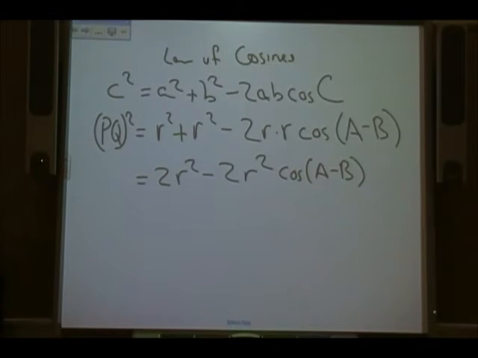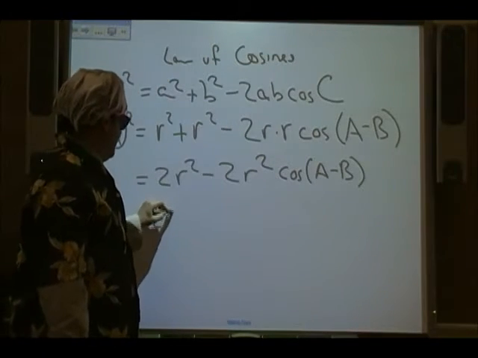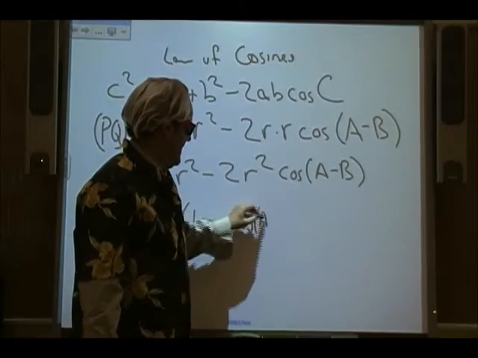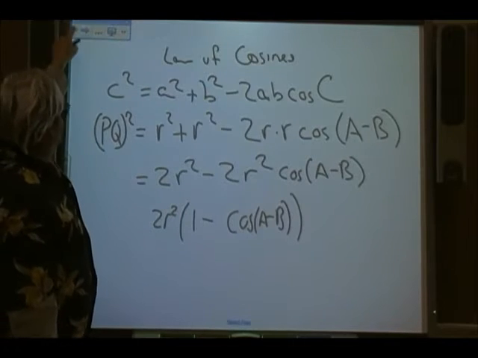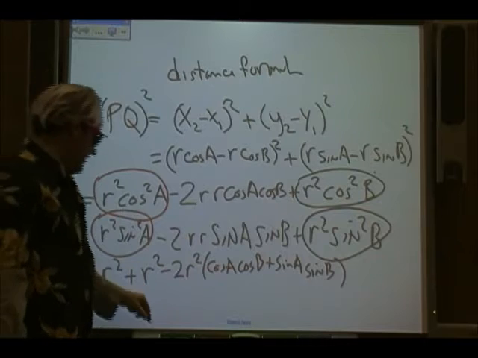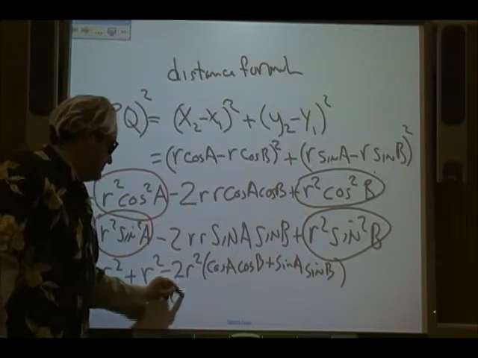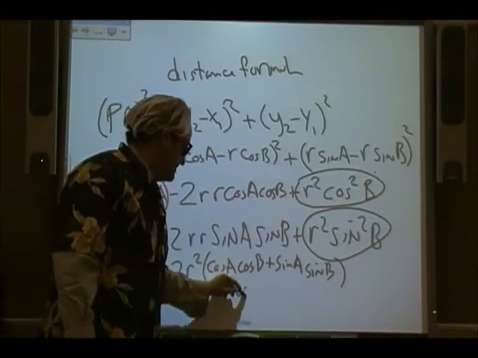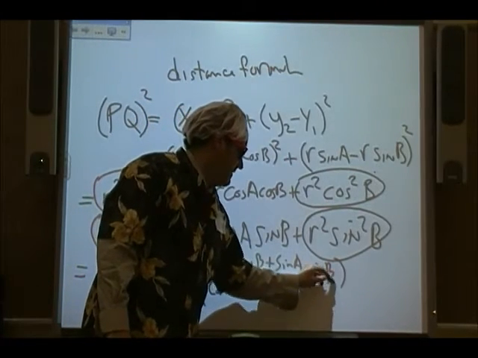Okay? And if I were to factor out 2r squared, I'm going to get 1 minus cosine of A minus B. So that is equal to this PQ squared, which I can also factor out. This is 2r squared minus 2r squared times cosine A cosine B plus sine A sine B.